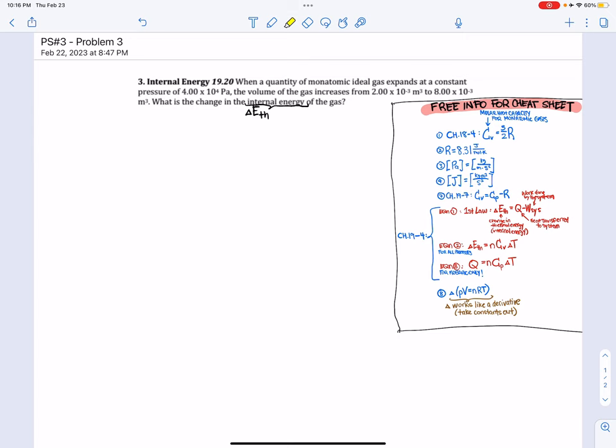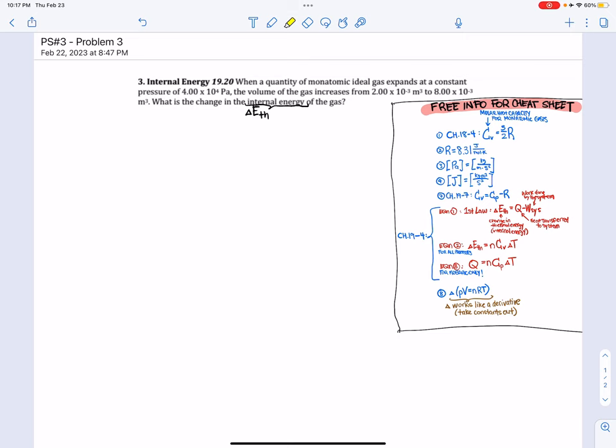In chapter 19, section 7, that is internal energy and the first law of thermo, we are given the information that the molar heat capacity for constant volume, capital C subscript V, is equal to the molar heat capacity for constant pressure, capital C subscript P, minus the constant R, okay?